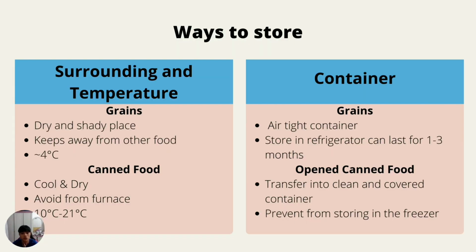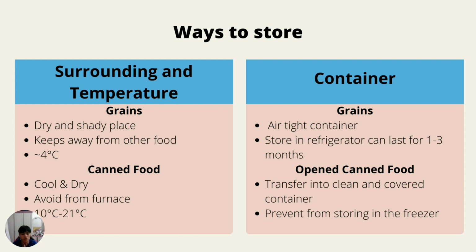Now these are the ways to store grains and canned food. For grains, it is recommended to store them in a dry and shady place. They should also be kept away from direct sunlight. Besides, they should be kept away from other foods. This is because if we keep grains with other foods, the odor and the flavor of the grains will be different. And we should keep grains at room temperature, around 4 degrees Celsius.